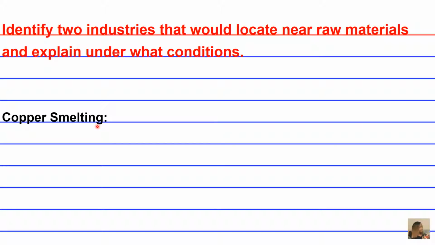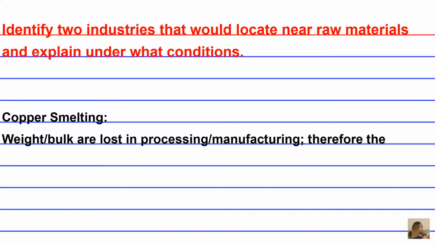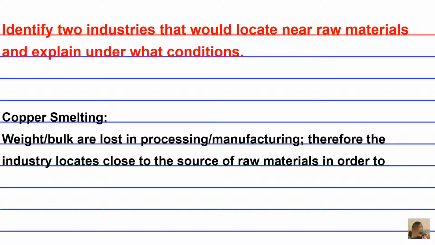So copper smelting, can you think of why copper smelting production plants would be located near the source of the raw material? I'll give you a moment. Press pause if you need to. Weight and bulk are lost in processing and manufacturing. Therefore, the industry locates close to the source of the raw materials in order to minimize transportation costs. Not transportation costs of the final goods, but the transportation costs of the raw materials. Okay?